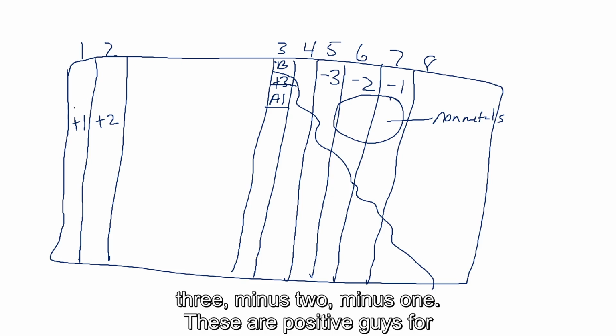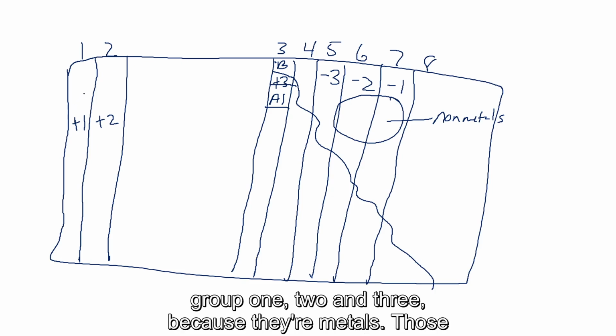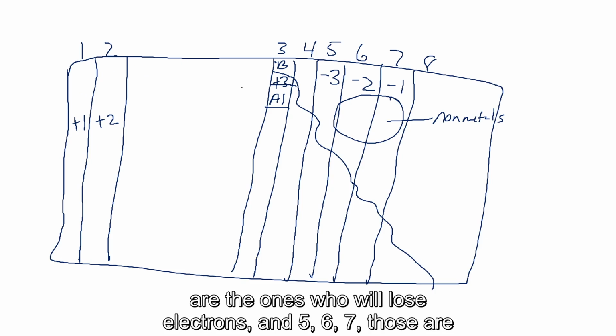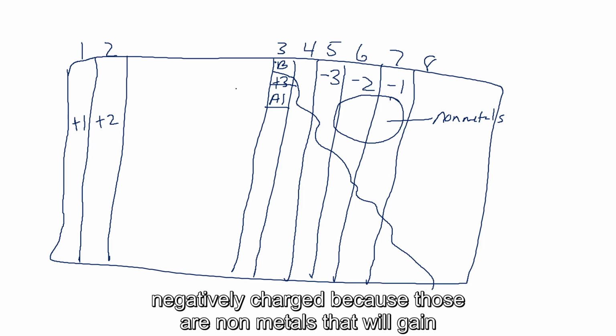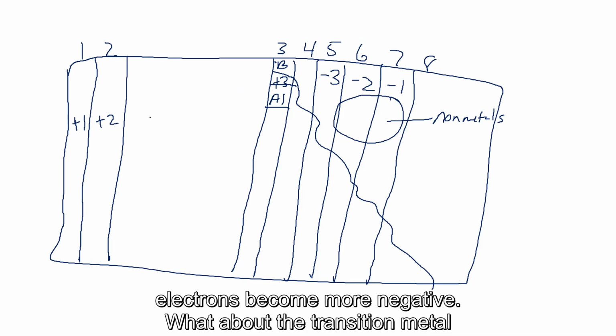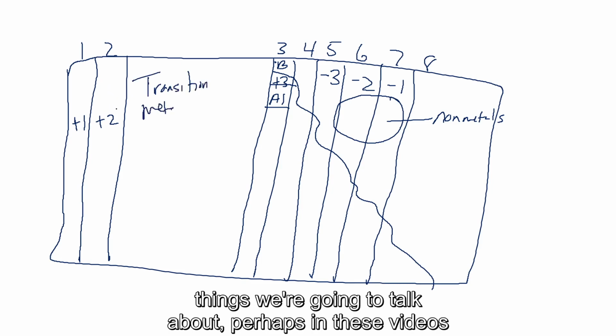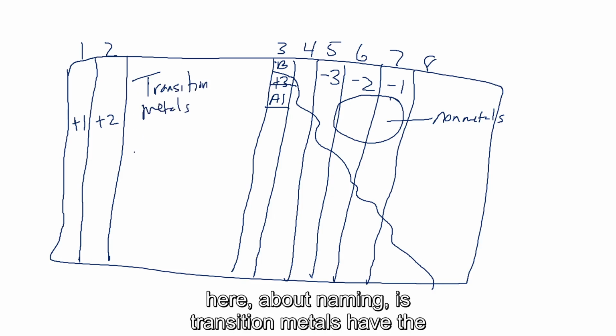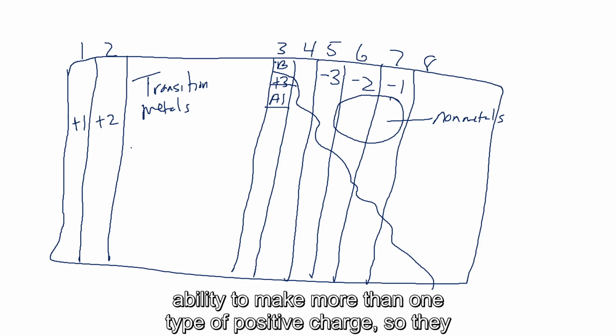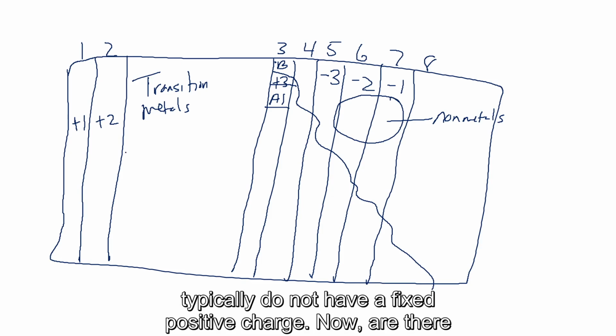These are positive guys for group 1, 2, and 3 because they're metals. Those are the ones that will lose electrons. And 5, 6, 7, those are negatively charged because those are non-metals that will gain electrons, become more negative. What about the transition metal region? Well, here's our transition metal. And one of the things we're going to talk about perhaps in these videos about naming is transition metals have the ability to make more than one type of positive charge. So they typically do not have a fixed positive charge.